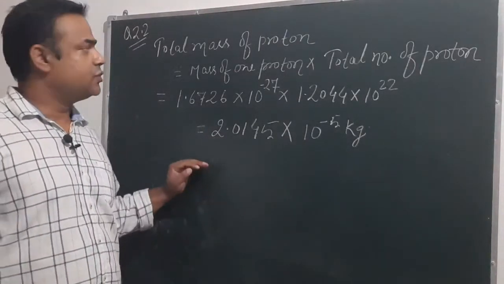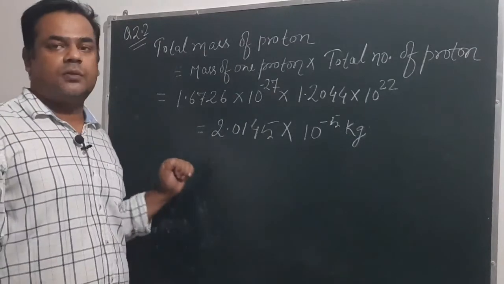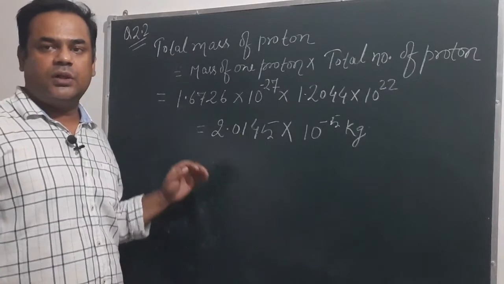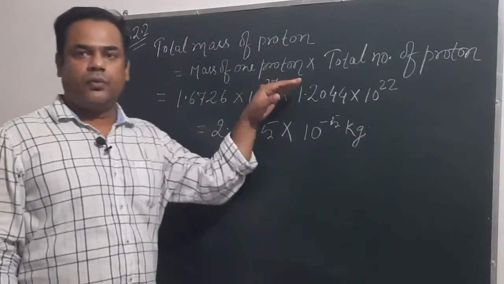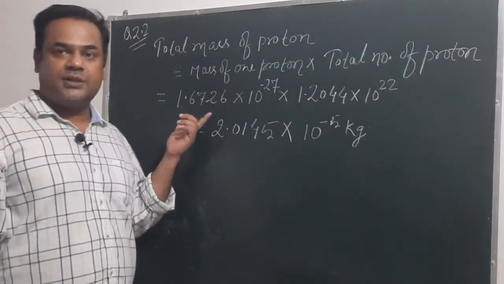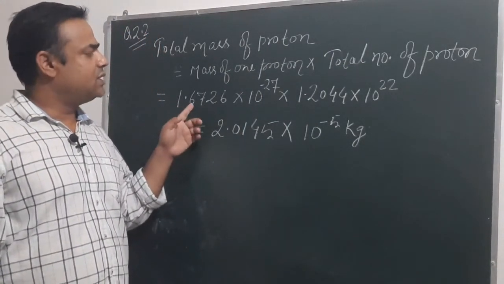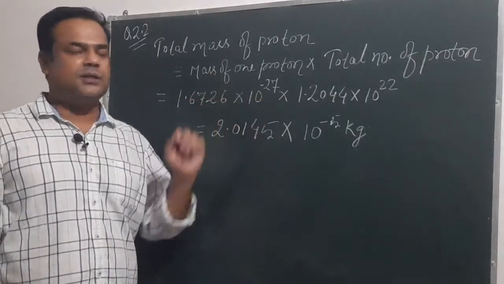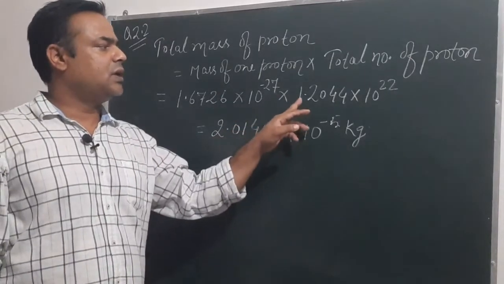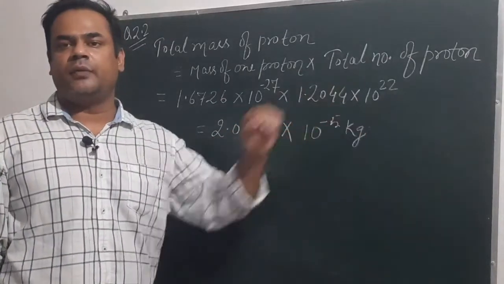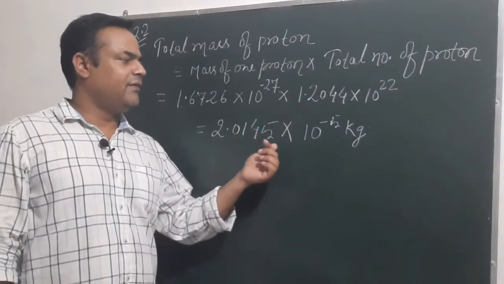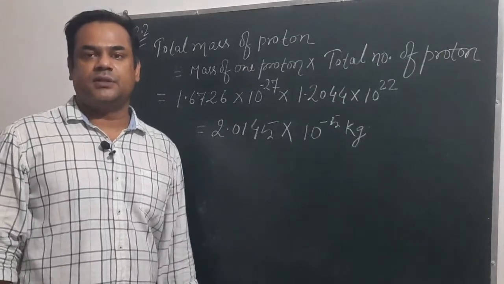So the next part of the question is we have to calculate the total mass of protons. Total mass of protons in 34 milligram ammonia will be equal to mass of one proton multiplied by total number of protons. In the question it is given that mass of proton is 1.6726 into 10 to the power minus 27 kg and number of protons is 1.2044 into 10 to the power 22. On multiplication we will get 2.0145 into 10 to the power minus 5 kg.